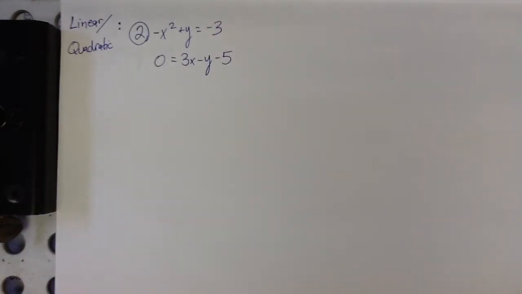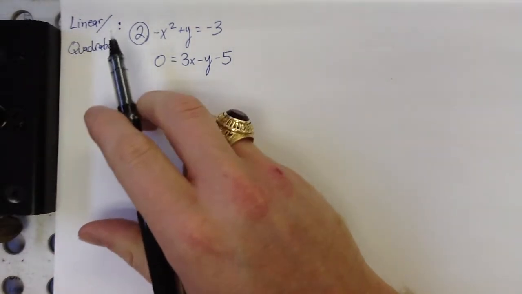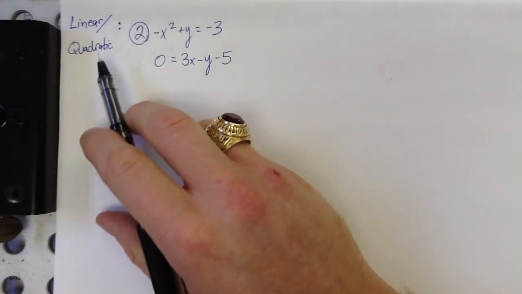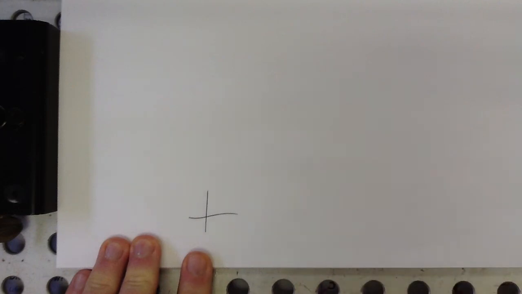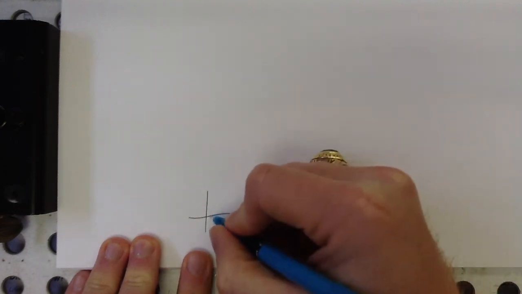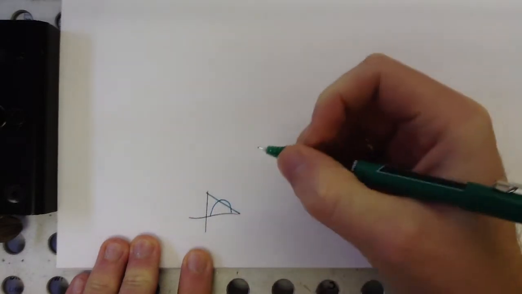All right, linear to quadratic. Okay, quadratic's a fancy word for parabola. Linear, of course, means line. So we have a line that's going to cross a quadratic. So to give you an illustration, you have a coordinate plane, you have a parabola, you have a line that's going to cross it. Okay?